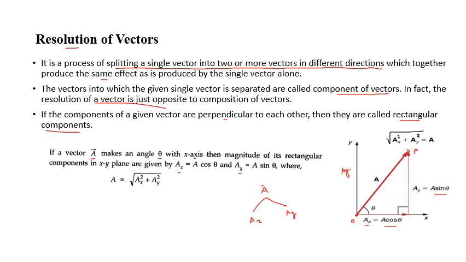Right? So these are the rectangular components. Both are perpendicular to each other, as I told you in point number 3. So Ax equal to A cos theta, Ay equal to A sin theta. Then what is the magnitude? A is equal to square root of Ax squared plus Ay squared. So this is the magnitude of the given vector A.